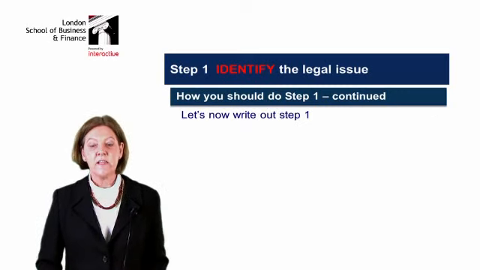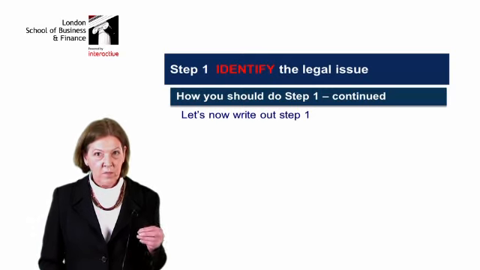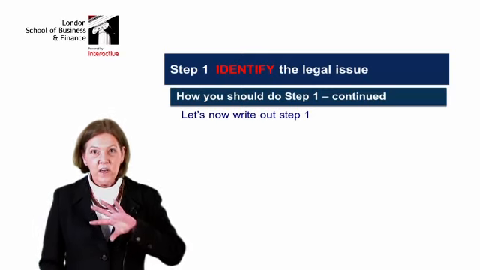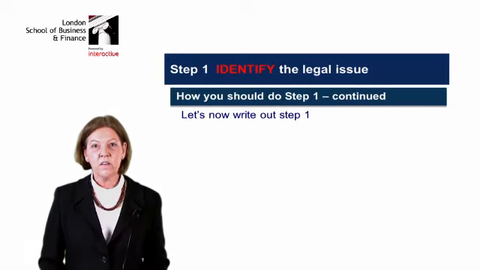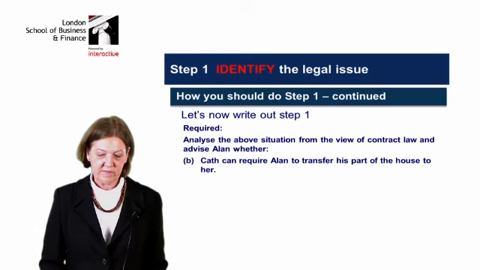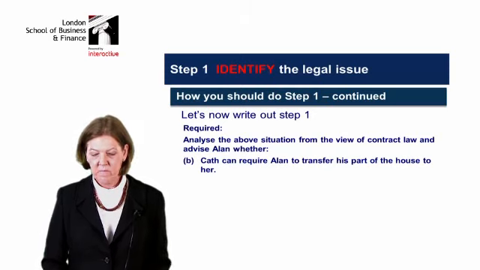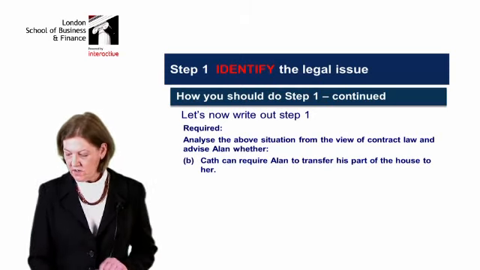So let's now write out step number one. Now, step number one, identifying the legal issue, we need to tie it in to the question requirement. So let's actually have another look at the question requirement, reminding ourselves that we're advising Alan, whether Kath can require him to transfer his part of the house to her. So let's now write it out.